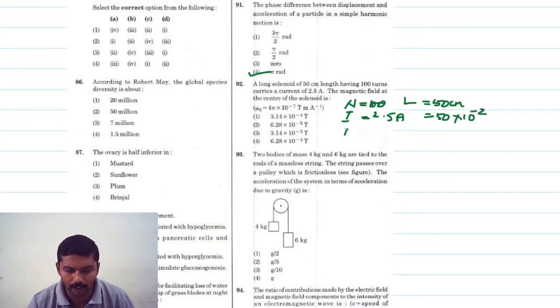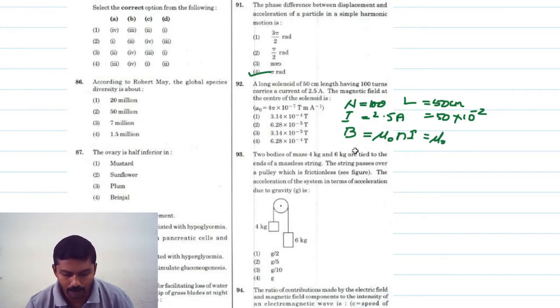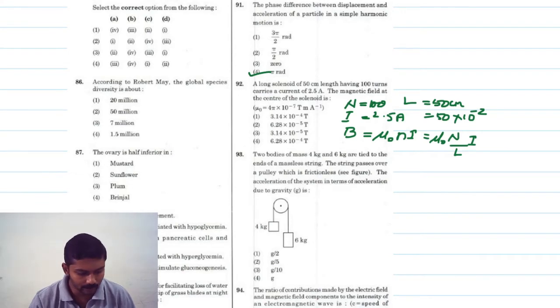Now the equation for magnetic field at the center of the solenoid is very, very simple: mu naught N I. You can write it as mu naught into capital N, the total number of turns, divided by the total length, into the current I. When you substitute all those values, you will get the answer as 6.28 into 10 to the power minus 4 Tesla. So that's the right answer.